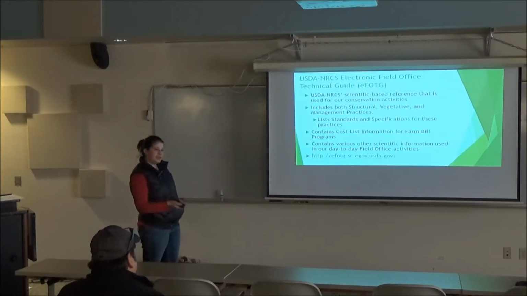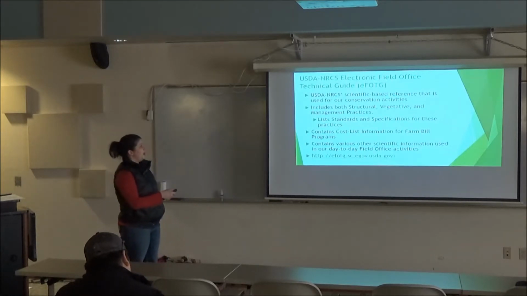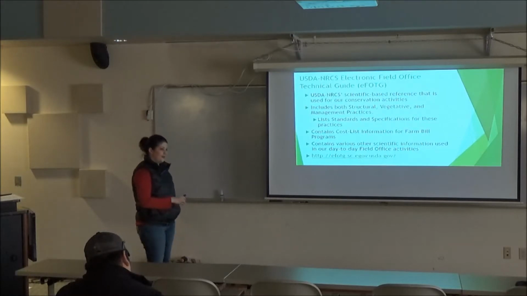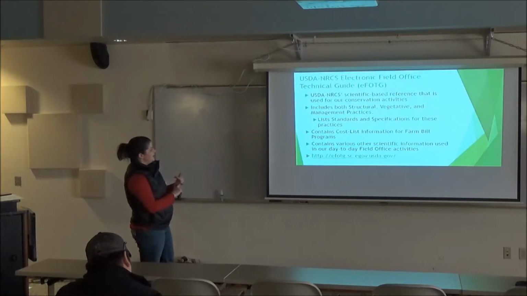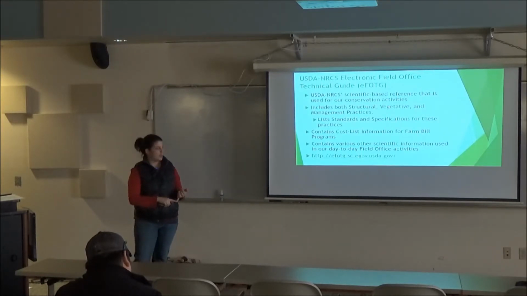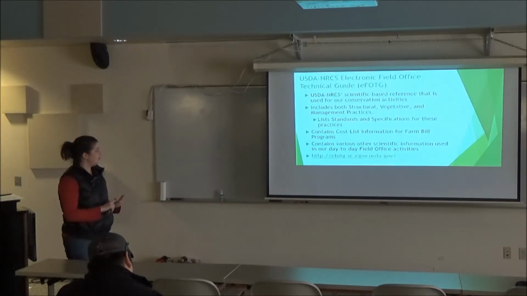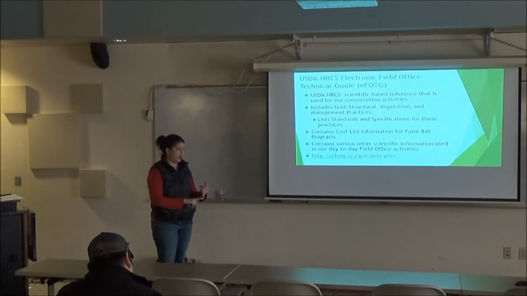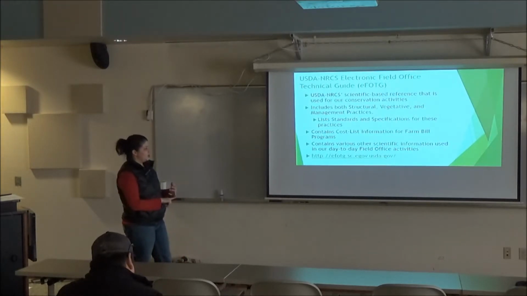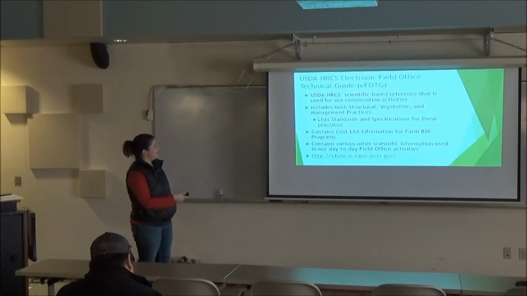So another tool that is really helpful is our electronic Field Office Technical Guide. So like Randy said, we're a technical agency. So for short, we call it our eFOTG, because we're also the federal government and we use a lot of alphabet soup. So our eFOTG, this is our scientific-based reference that we use for conservation activities. So this has our standards and specifications for structural, vegetative, and management practices. This has cost list information for our Farm Bill programs. It has other scientific information as well that we can use for our day-to-day field office activities. And again, here's the link to our website.